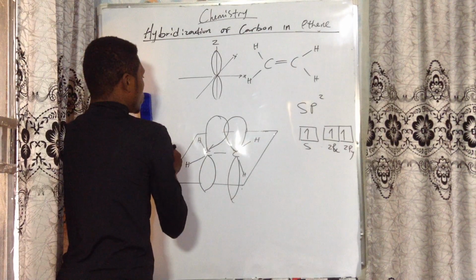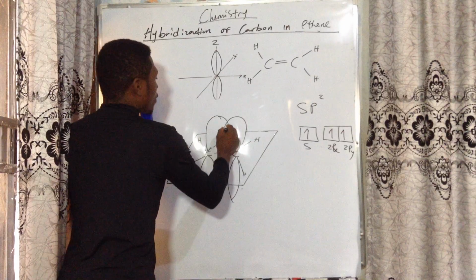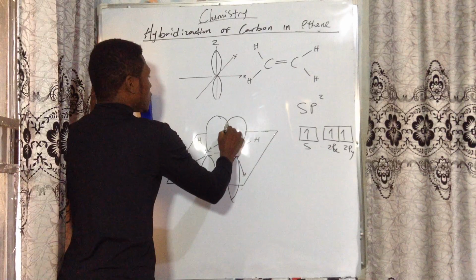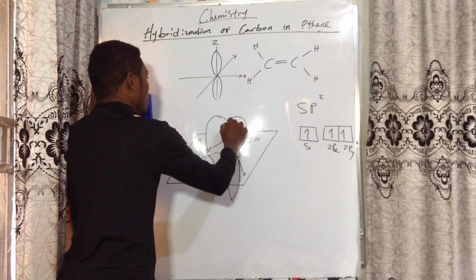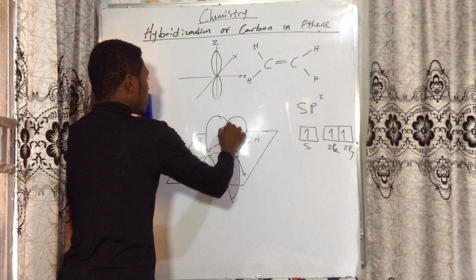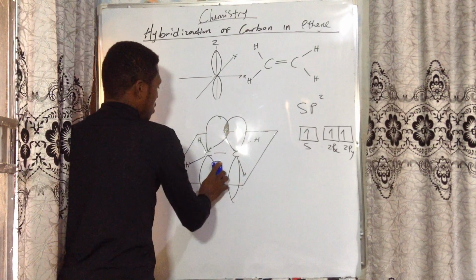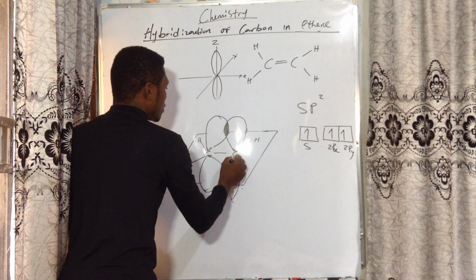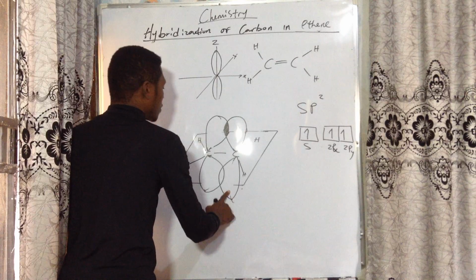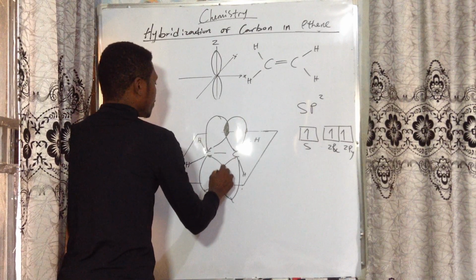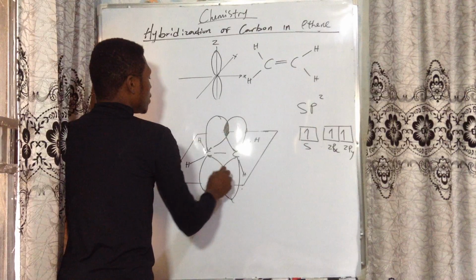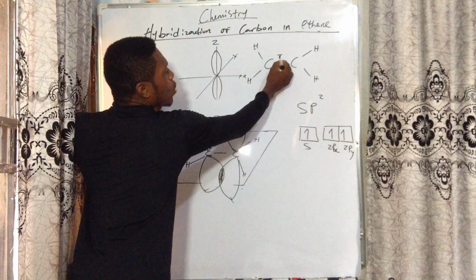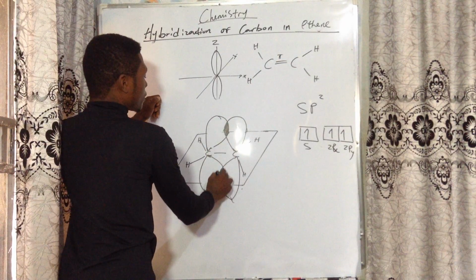So up and down. This is the overlapping up. This shaded region is the overlap region. This is where they overlapped. Let me increase the size of this one like this. So you see this pi bond. This is the pi bond we are talking about, this second bond. That's the pi bond.